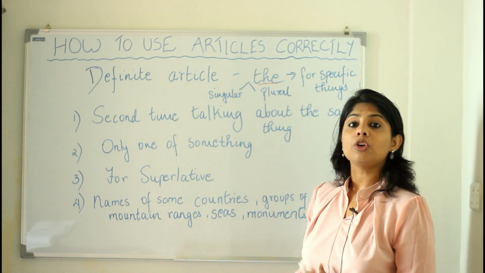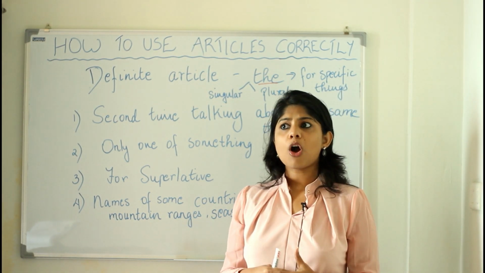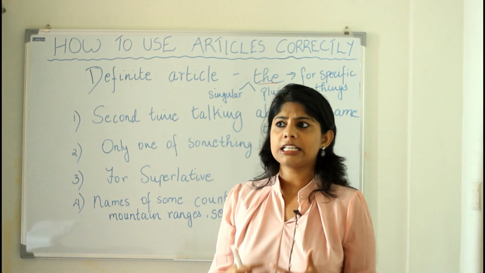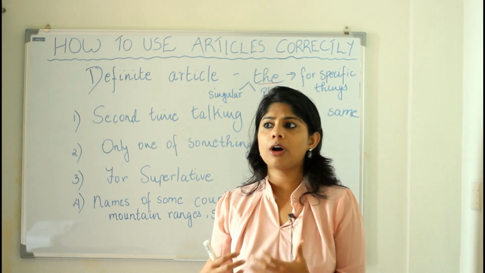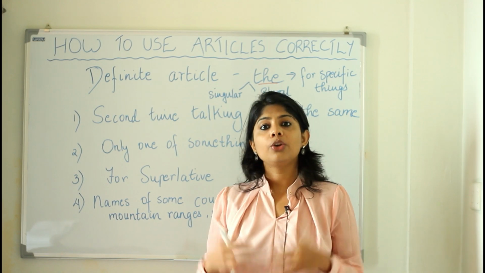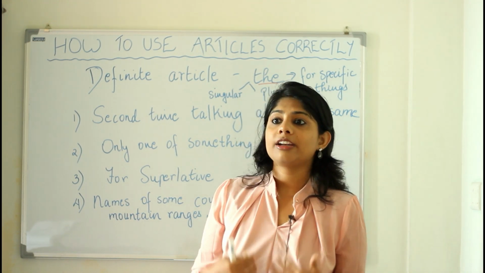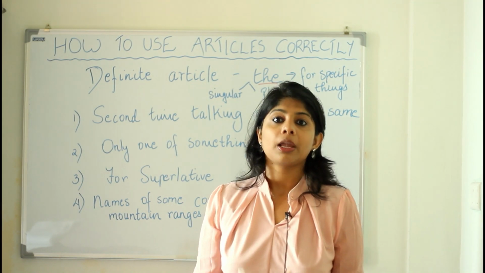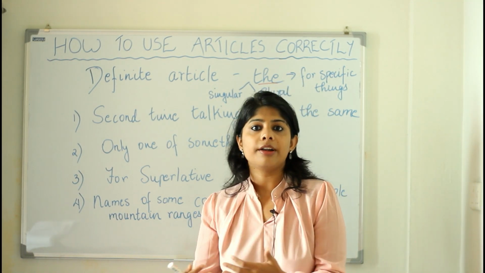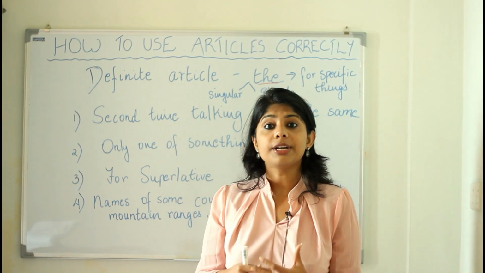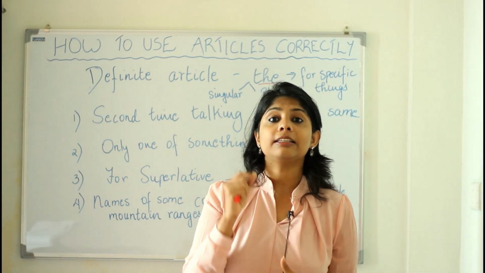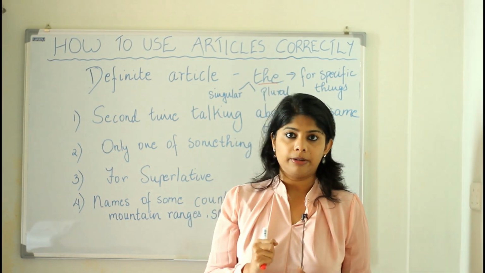Second, groups of people. When you talk about a group of people, that is the rich, the poor, the elderly, you can use the before it. So basically when you're saying the rich are the privileged ones, the poor are striving hard, basically you're making a general statement, and here you need to add the before the groups of people.